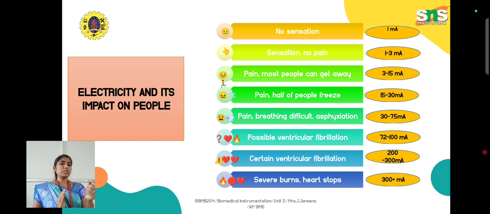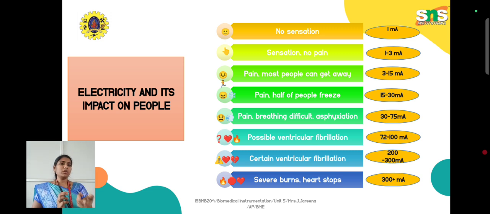And if you are passing 3 to 15 milliamperes, they have the pain, and most people can get away. It means that the people will move away from the source. They can feel the pain, but immediately they can move away from the source, that is the let go current.